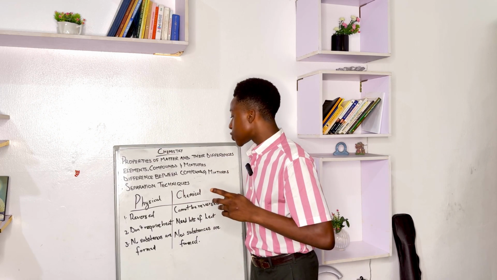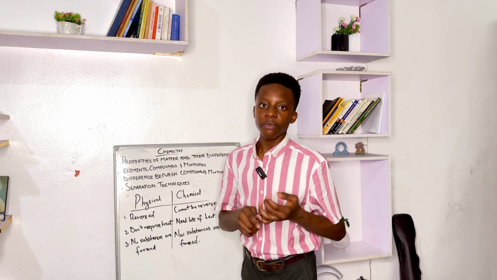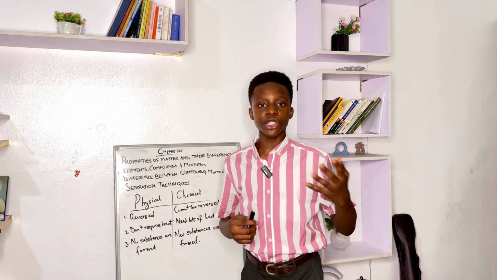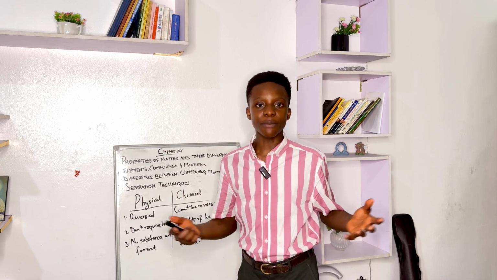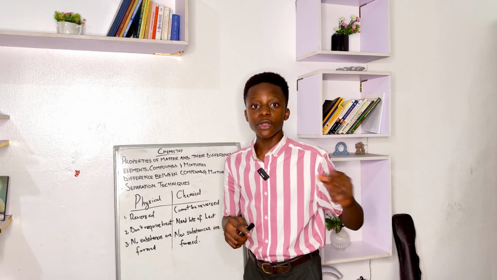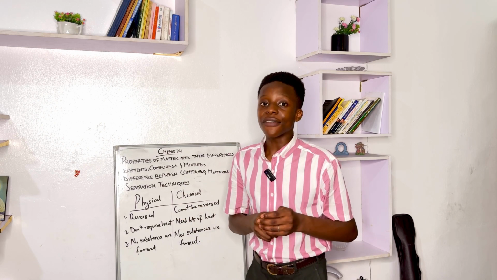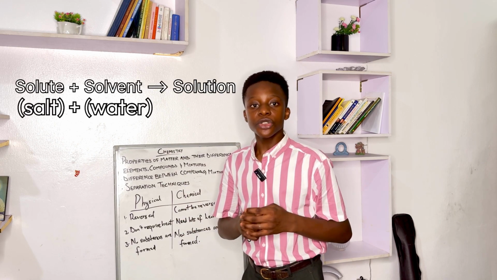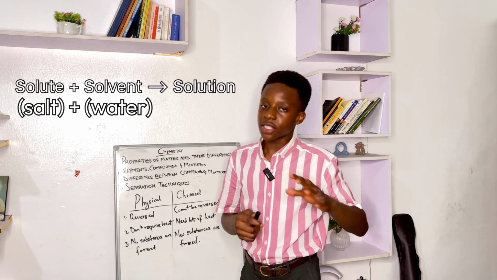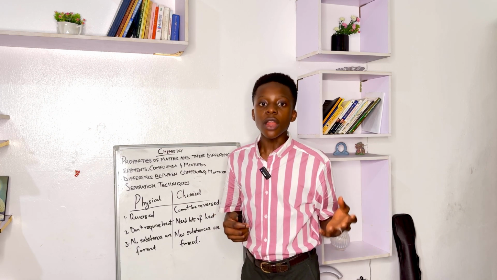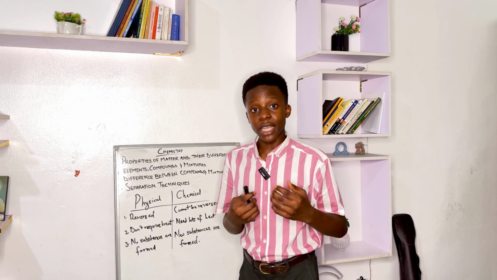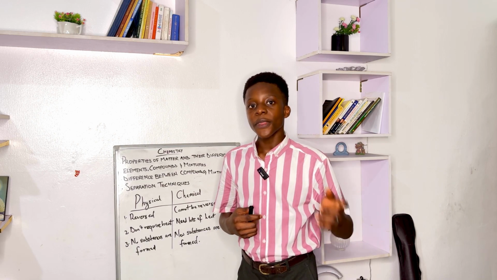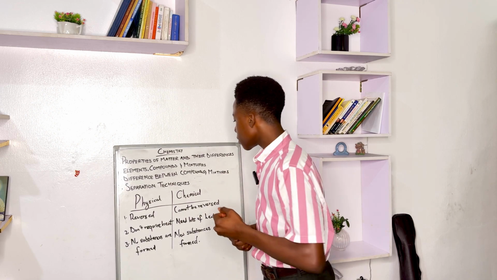An example of physical change is a salt solution. A salt solution is practically just salt and water together. So it's an experiment you can actually do at home. Just get a bowl, pour some water, pour some salt, and stir, and now you have a salt solution. A solution is usually gotten from a solute and a solvent. A solute is the solid in the solution, and the solvent is the liquid in the solution. So in this case, the solute is salt, and the solvent is water.